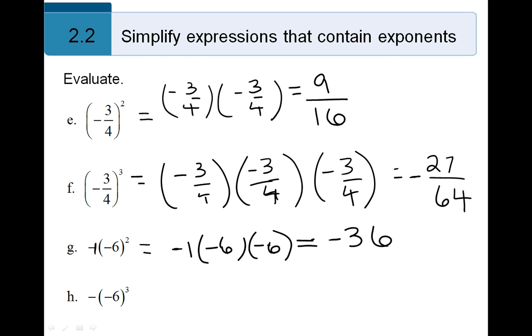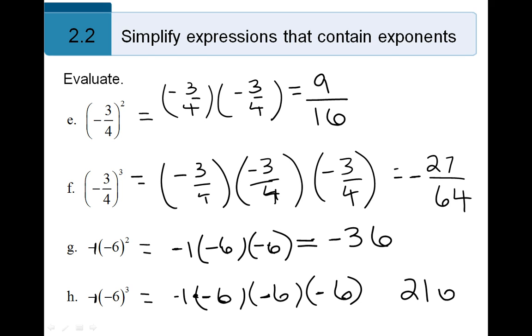In H, once again, this will be read as the opposite of negative 6 cubed. There's also a negative 1 in front of the parentheses. So if we expand this, this would be like negative 1 times negative 6 times negative 6 times negative 6. 6 times 6 is 36, and 36 times 6 is 216. And notice we have 4 negatives. That's an even number of negatives, so our answer will be positive.